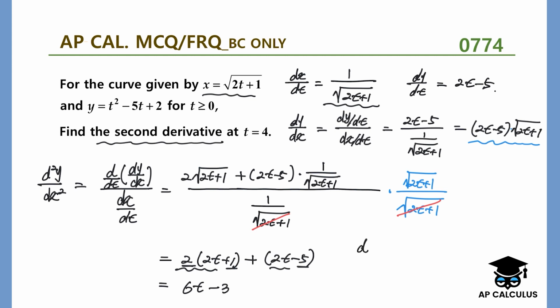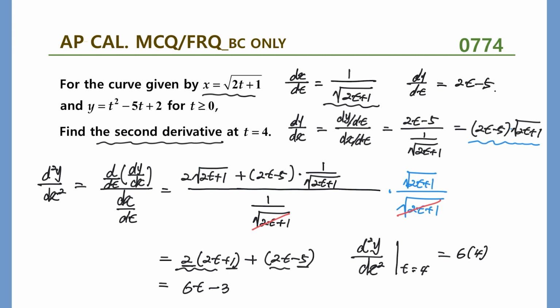Now, our second derivative at t equal to 4 is then 6 times 4 minus 3, right? That's going to be 24 minus 3. That's 21, right?